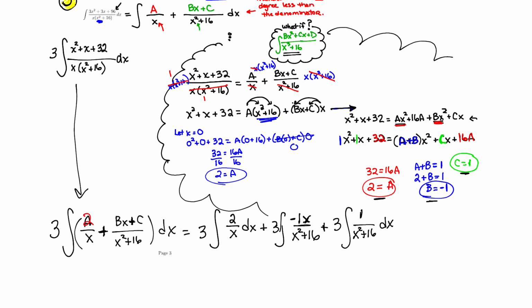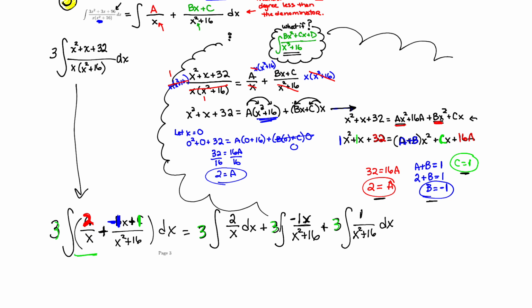A is 2. B is negative 1. C is positive 1. There's a 3 in front of everything because I didn't want to deal with the 96. So there's a 3. Are you guys okay with how there's a 3 in front of everything?